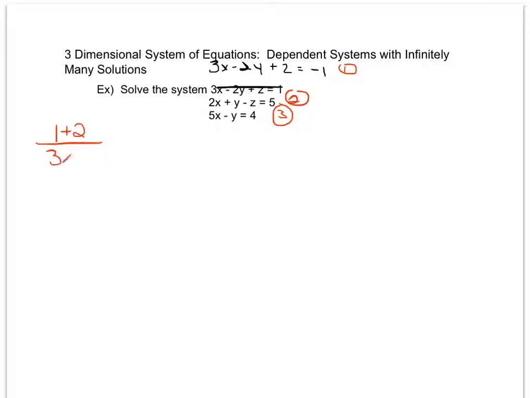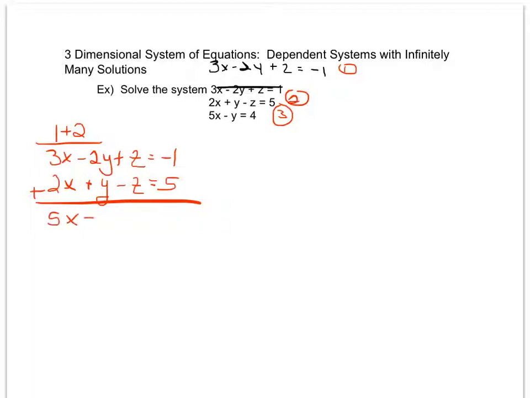So I'll have 3x minus 2y plus z equals negative 1. Again, I changed equation 1. And I'm going to add to that equation 2, 2x plus y minus z equals 5. Adding those, I get 5x minus y, my z's go away, equals 4. I'm going to call that equation 4. Typically with elimination, I have to pair two other equations to add together, but since equation 3 already has the z gone, I'm going to call equation 3 equation 5.